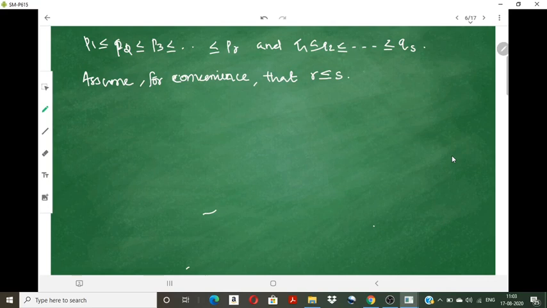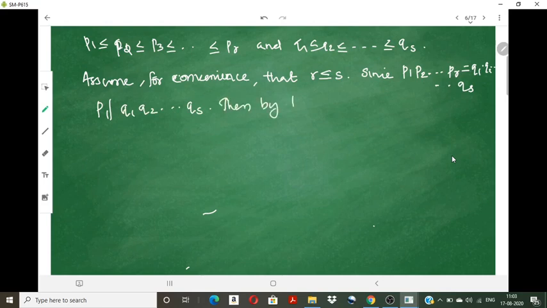Since p1 into p2 into etc. into pr is equal to q1 into q2 into etc. qs, we can say that p1 divides q1 into q2 into etc. up to qs. Then by lemma 3.4, p1 divides qi for some i. Since both are prime numbers, we can say that p1 equal to qi for some i.